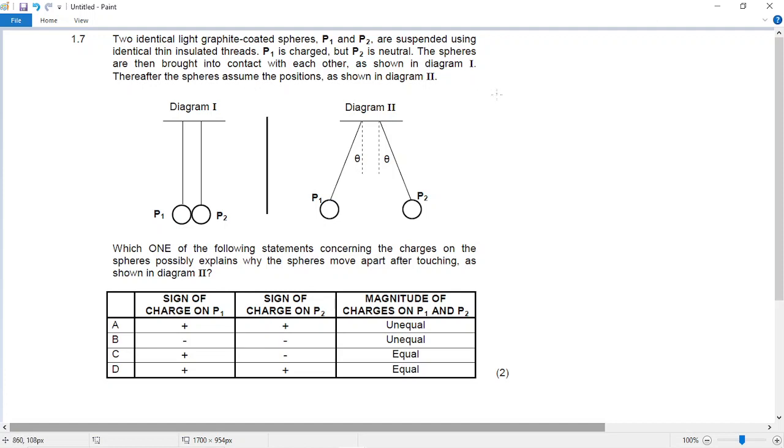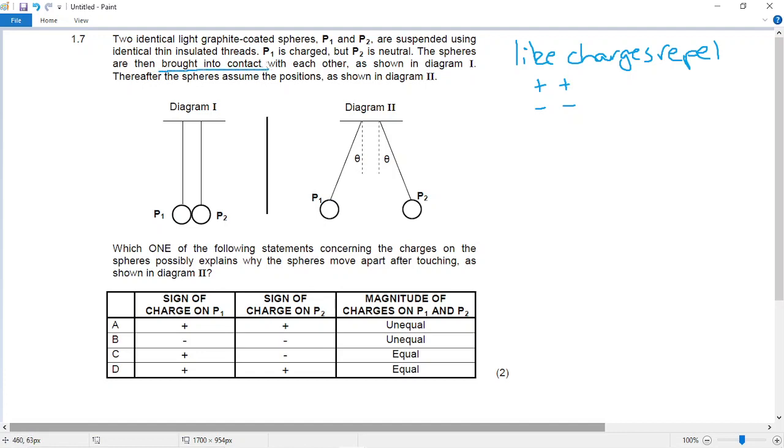Okay, 1.7. The first thing you do when you see spheres is you tell yourself, like charges repel. So before I read a word here, I can see in diagram 2 these spheres are repelling, which means they must have the same charge, or the same nature of the charge: positive and positive, or negative and negative. So it says two identical light graphite coated spheres, P1 and P2, are suspended using identical thin insulated threads. P1 is charged, but P2 is neutral. The spheres are then brought into contact with each other.